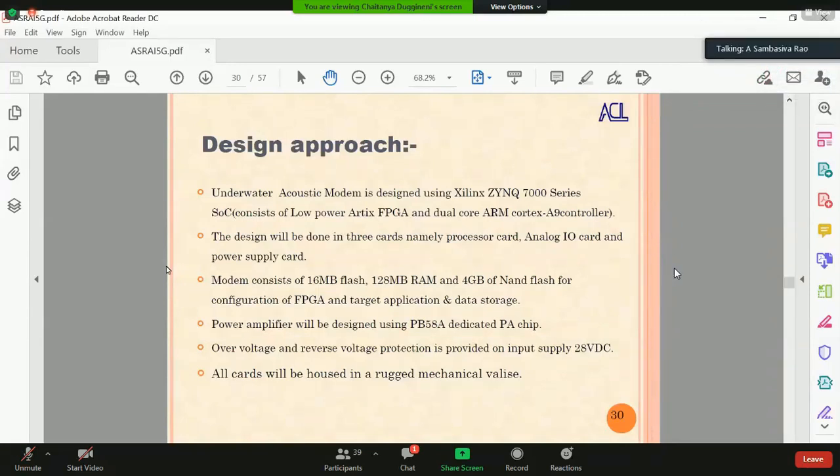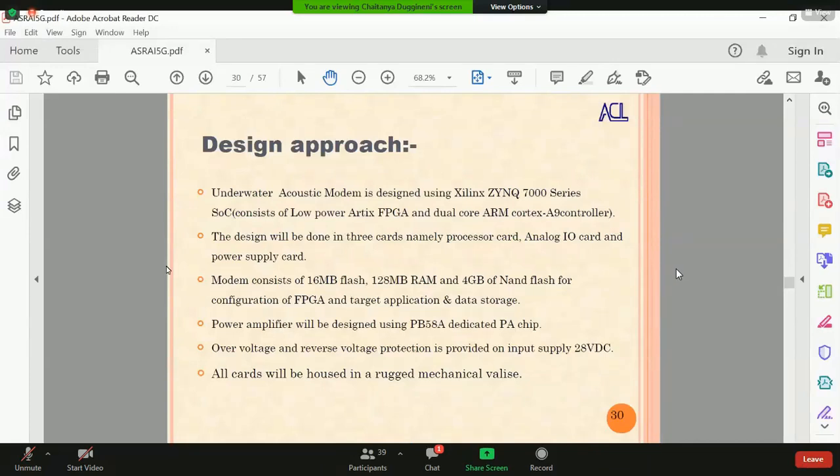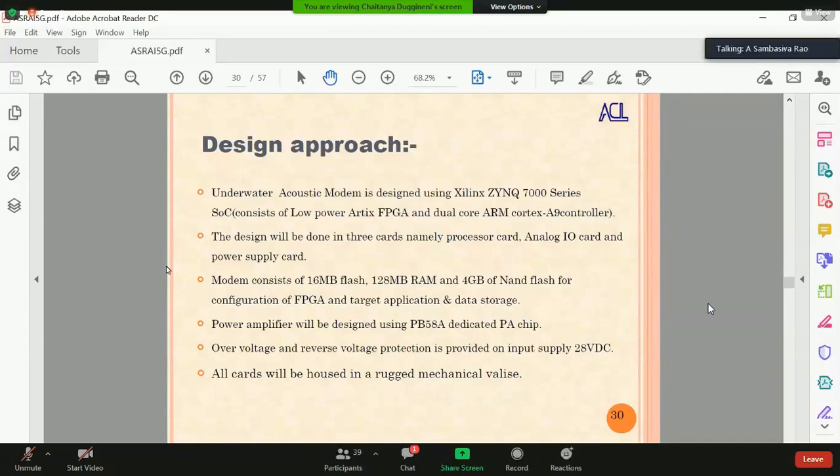Okay, and what it needs: memory, 16 MB flash memory, 120 MB RAM, 4 GB NAND flash. These are called embedded systems. Embedded system drivers will be there. So we need memory. I need to share data, and these are the memories.